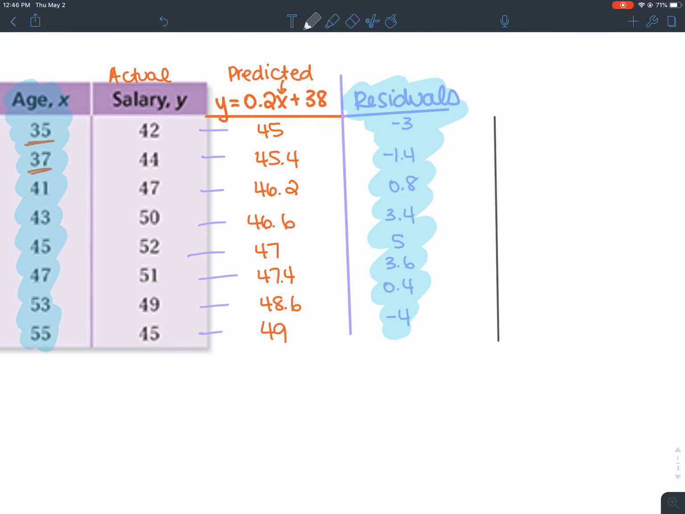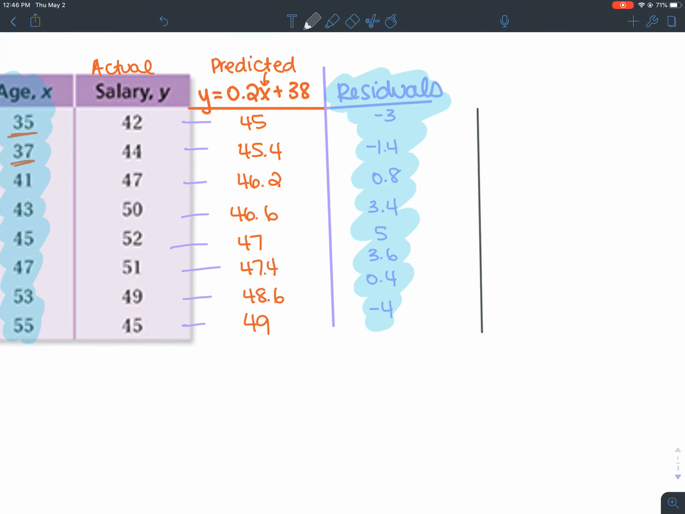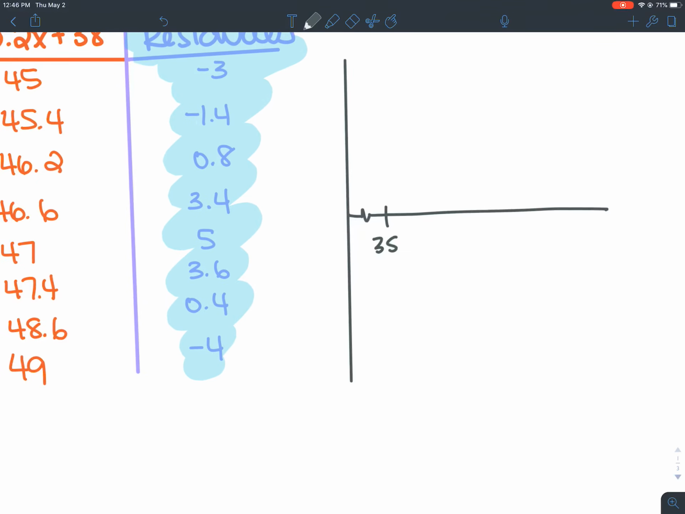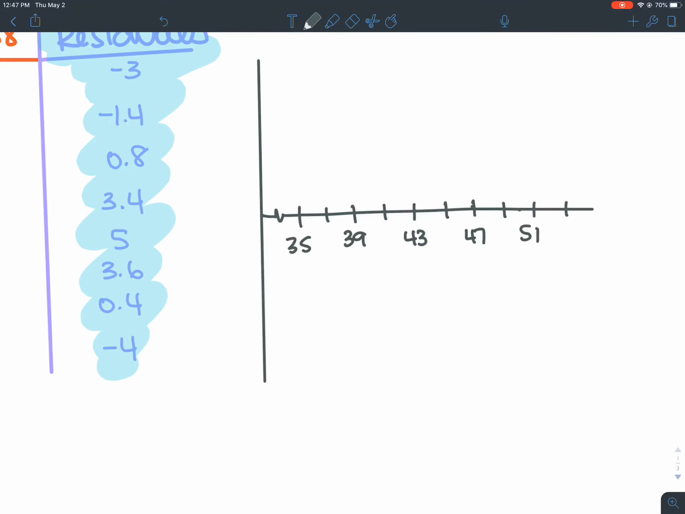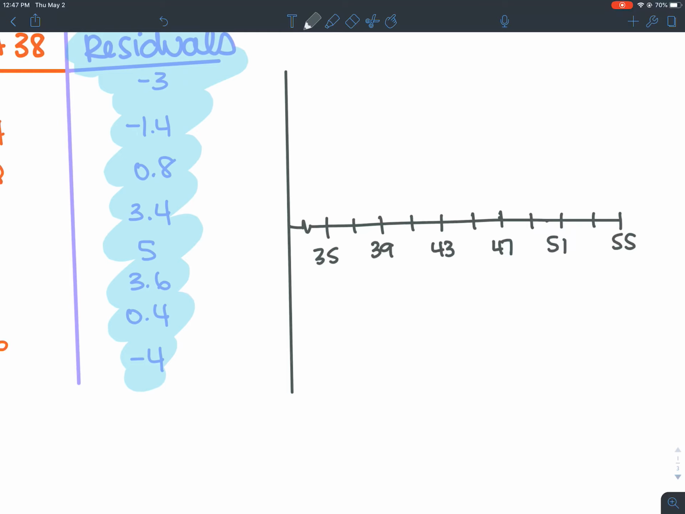So instead of counting by a ridiculous amount of numbers, I'm just going to do this thing, and that allows me to skip numbers. So I'm just going to start at 35 and then count by 2s. So we'll go 35 and then 37, 39, 41, 43, 45, 47, might need a longer line, 49, 51, 53, 55. Okay, my residuals go up to 5, 1, 2, 3, 4, down to negative 4. Okay.